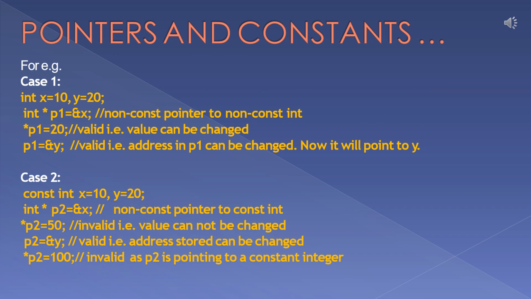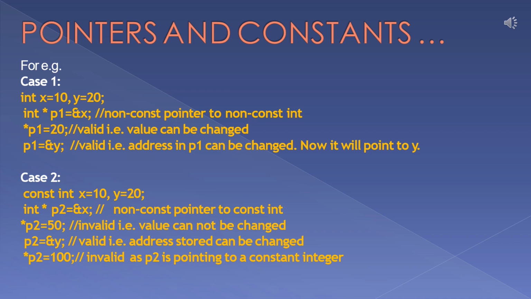In the first case, we have the normal case, a normal variable and a normal pointer, that is, it is not a constant. So x equal to 10, y equal to 20, p1 is pointing to the address of x, and you are changing the value at that particular address to 20. So x can be changed. Also you can make the pointer p1 point to y. No issue in all these cases because the variable as well as the pointer are both non-constant.